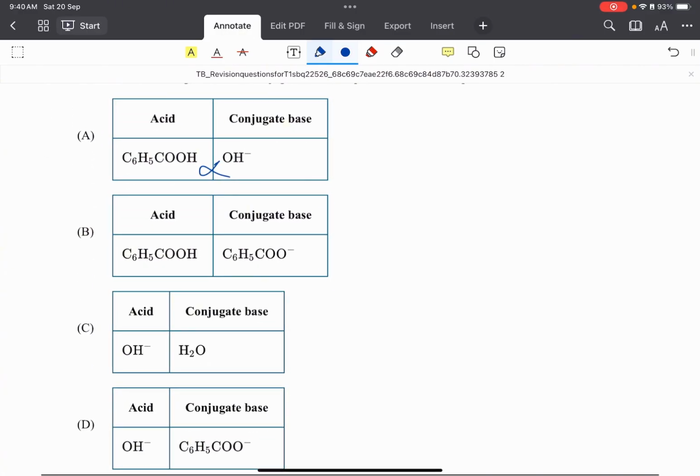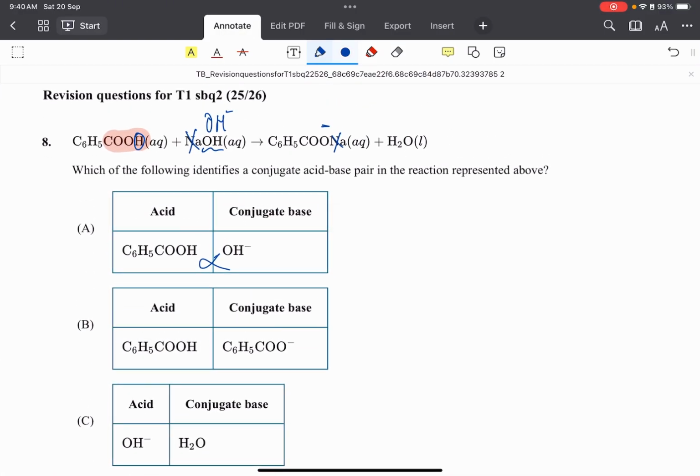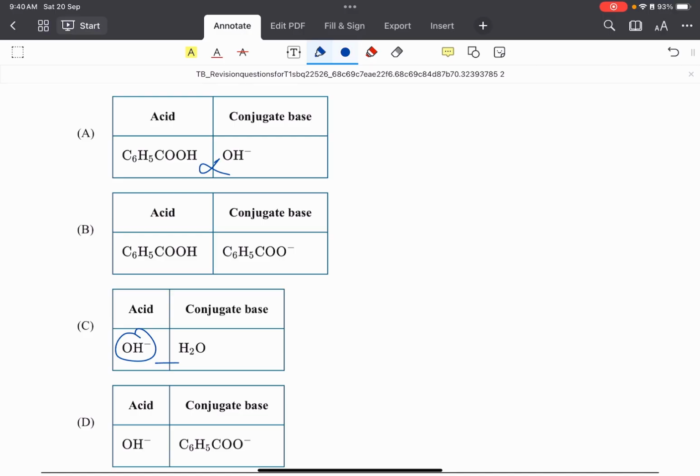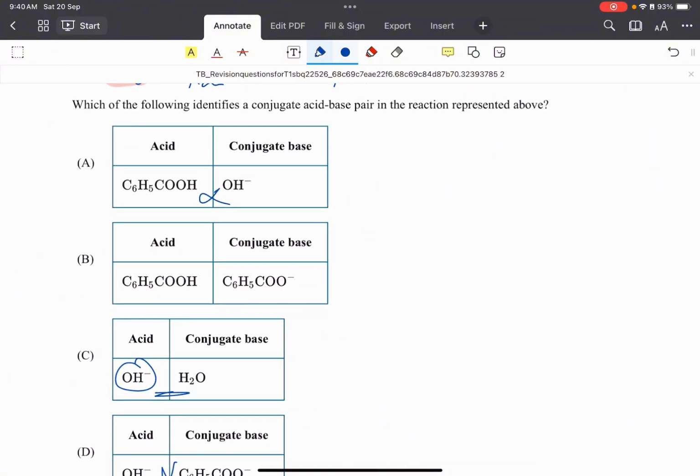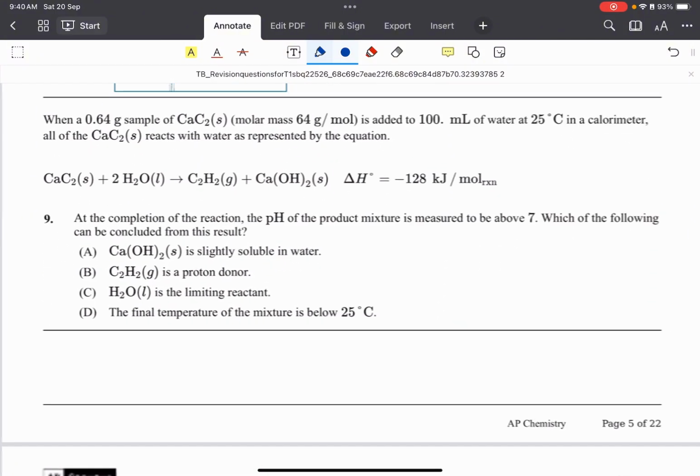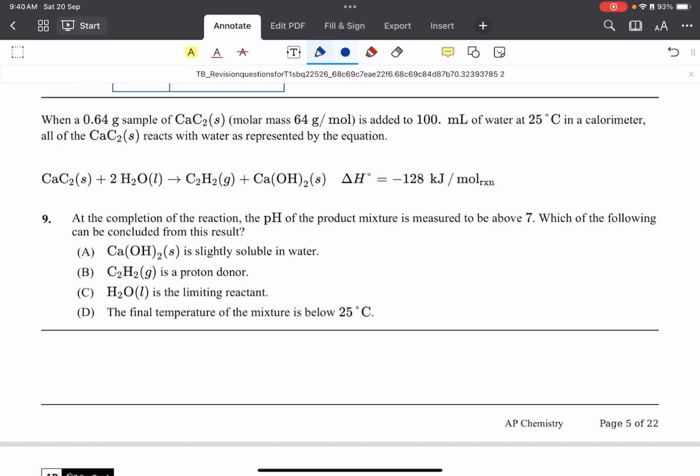These, they don't get along. Here, that's not an acid. These are conjugates, but it's not an acid. It's a base. So that's the best answer. Sometimes in the AP questions, the questions are very simple. It doesn't need a lot of thinking.